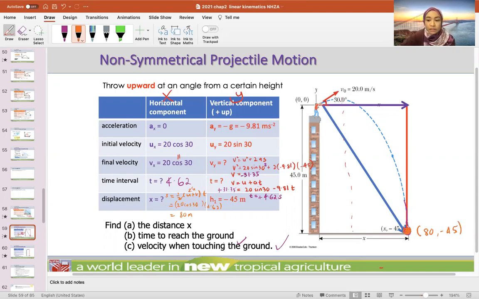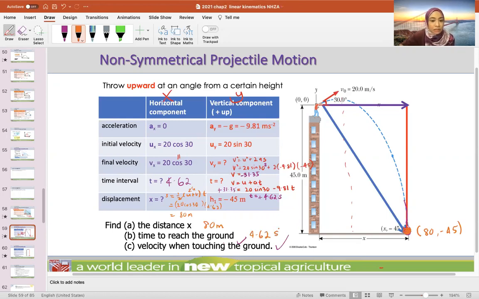But they didn't ask for the coordinate. If they asked what is the final coordinate of this object, it would be 80 minus 45. But they are asking for the distance x, right? So just give the distance, 80 meters. Do not forget units. Time to reach the ground, 4.62 seconds.